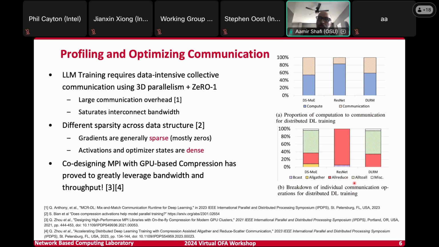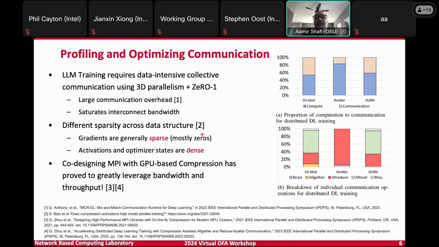As we all know, all-to-all is the most communication intensive because everybody in the room is essentially talking to everybody else in the room. So this is the most communication intensive and hence more difficult to optimize. Okay, so what does this mean for LLM training?